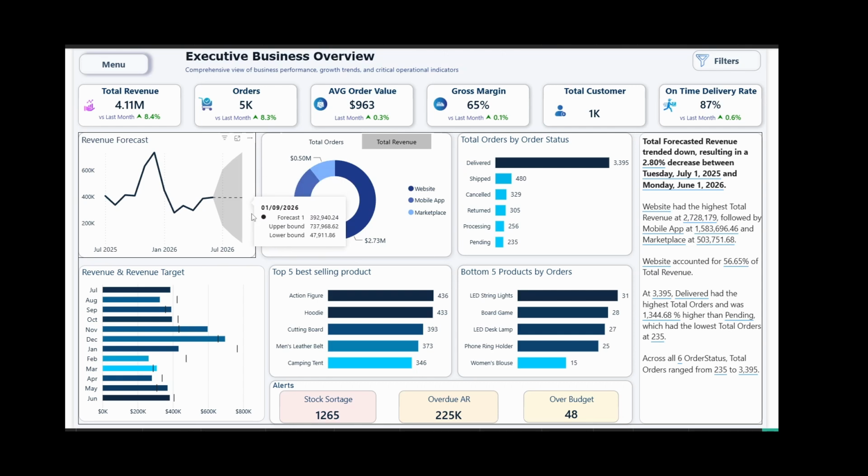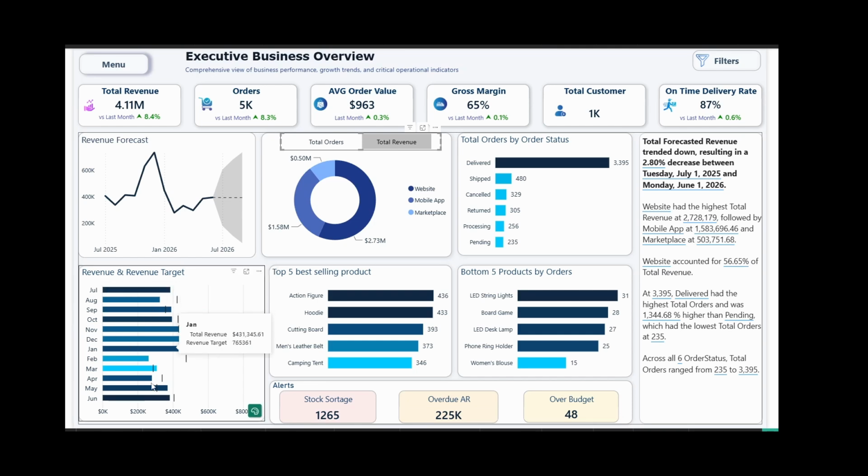Next, the revenue forecast chart shows both historical revenue and the expected future trend. I also added a donut chart to compare revenue and orders by sales channel, making it easy to see which channels contribute the most. The order status column chart shows the delivered, shipped, cancelled, returned, processing, and pending orders, helping the operational team identify issues quickly. Then the revenue target chart tracks the monthly performance against the business goal.